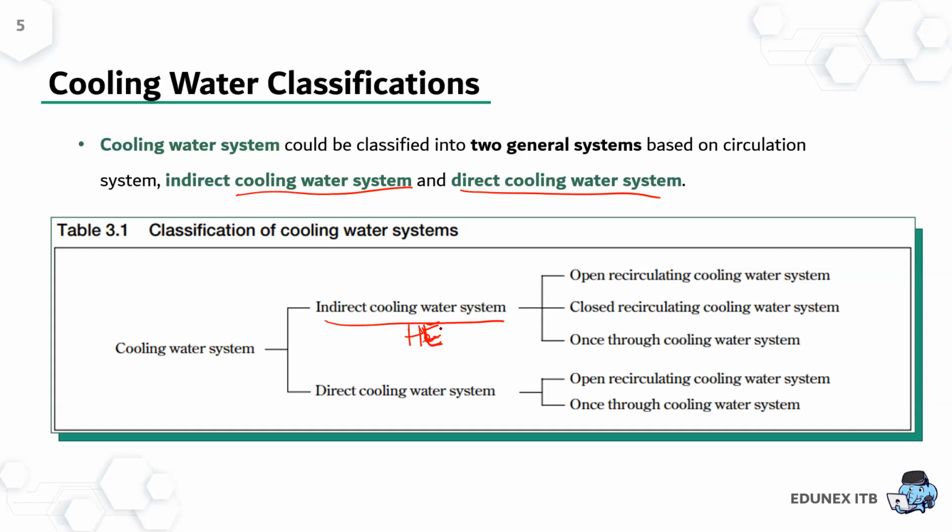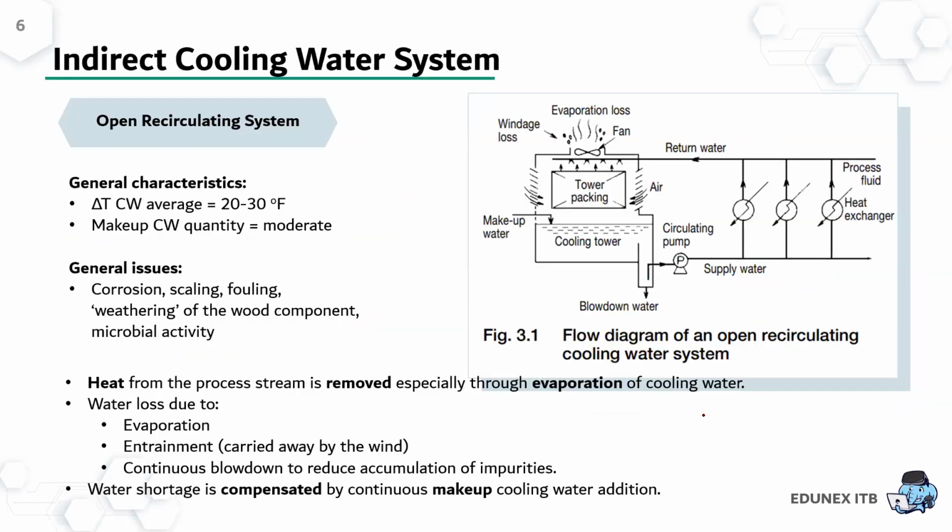So the indirect cooling water system can be classified into three subclasses. The first one is the open circulating cooling water system. The second one is the closed recirculating cooling water system, and the third one is the once-through cooling water system. While the direct cooling water systems can be classified into two: open recirculating and once-through cooling water systems. I will explain these three classifications for the indirect cooling water system in the next slide.